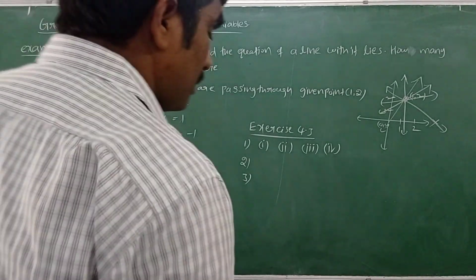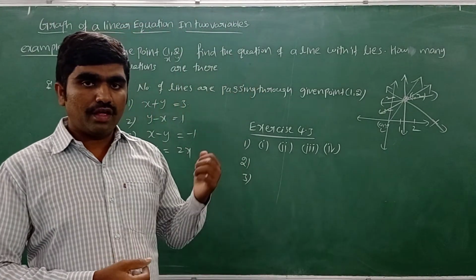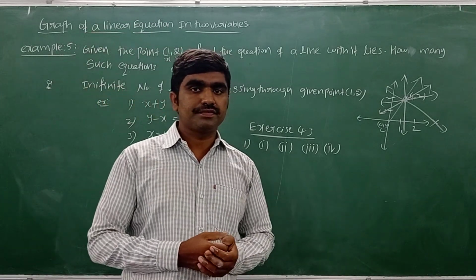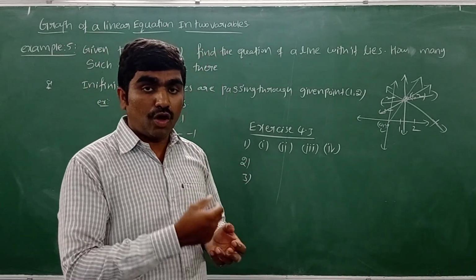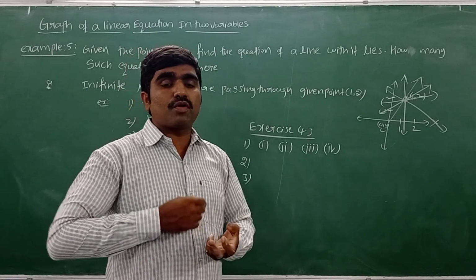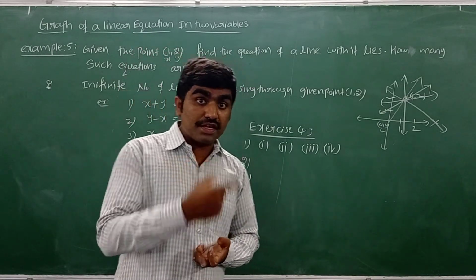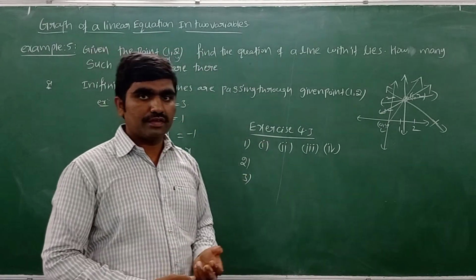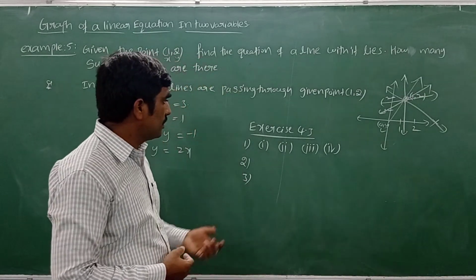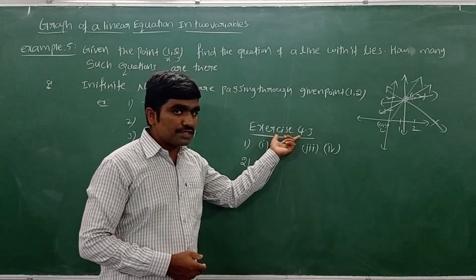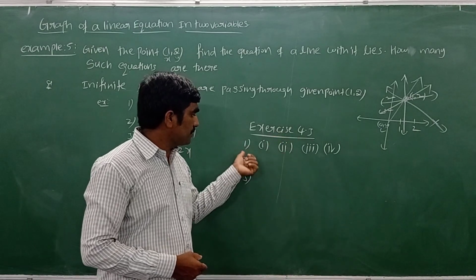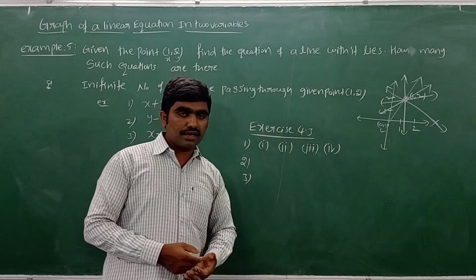Hope you understood how to draw the graph of a linear equation in two variables, how we can plot the points, and how many minimum coordinates, or ordered pairs, are required to draw the graph. We learned this in today's class, and based on that concept you can try the homework: Exercise 4.3, first bit, second bit, third bit.